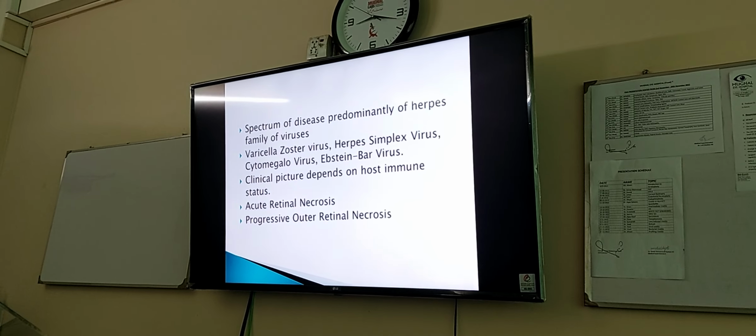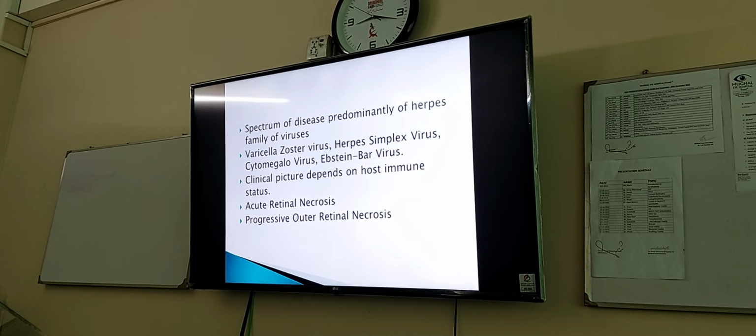PRN. In case of progressive outer retinal necrosis, intravenous foscarnet and ganciclovir are given, and because it's a more severe variety, along with intravenous foscarnet and ganciclovir, you should also start intravitreal foscarnet and ganciclovir 1 to 2 times per week for 2 weeks. Because there is a high risk of retinal detachment in this patient, prophylactic laser photocoagulation can be done in these cases on the posterior edge of the advancing retinitis.